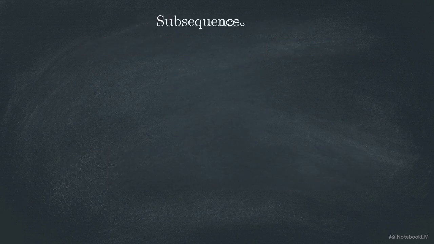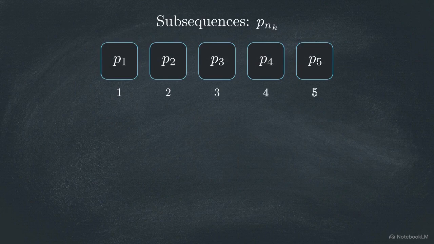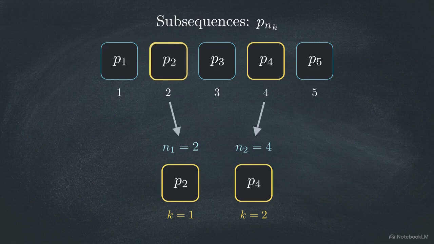Let's break down how this double index notation looks in practice. In this horizontal array, the white numbers represent the parent sequence indices, 1, 2, 3, and so forth. When we select specific terms to drop down, we assign them a new, bright yellow index. That is our k. So nk simply means we are looking at the kth term of our newly extracted subsequence, which came from the nth position of the original.